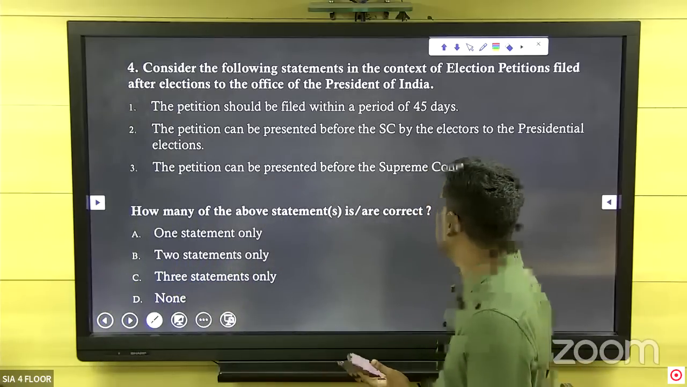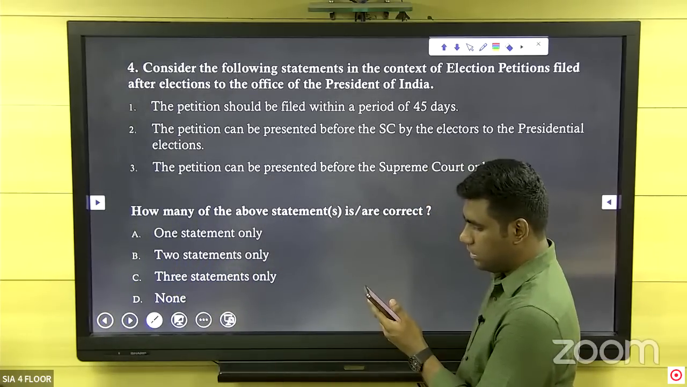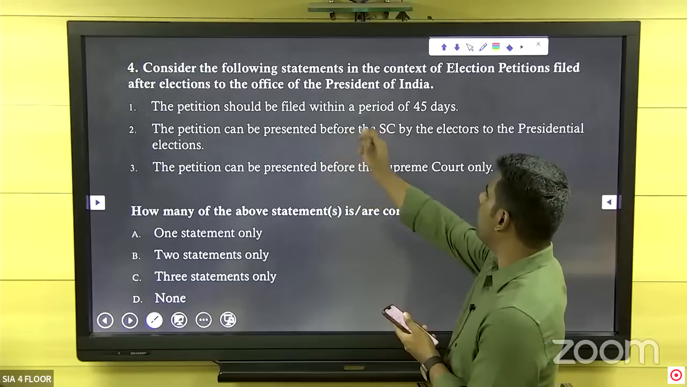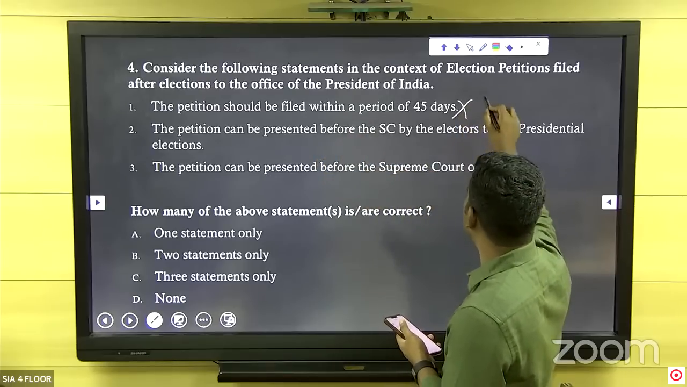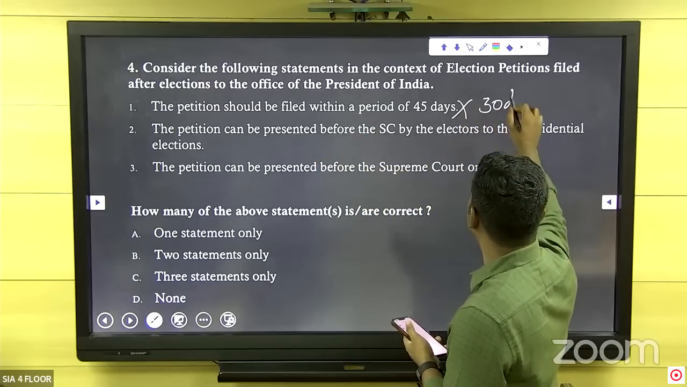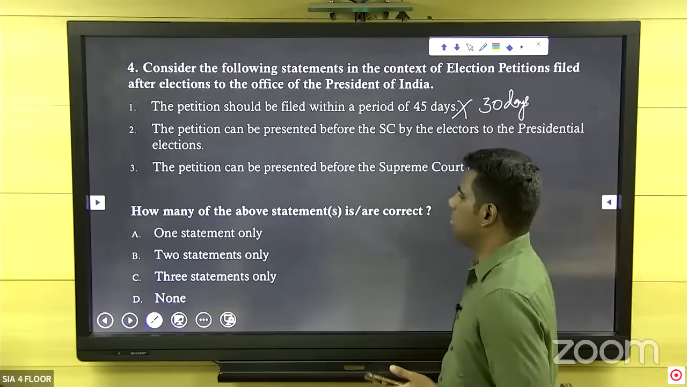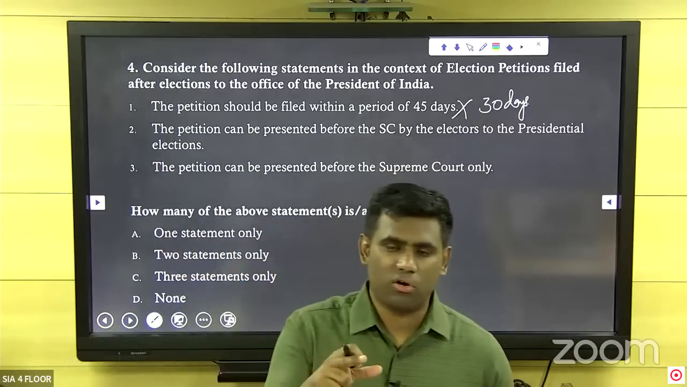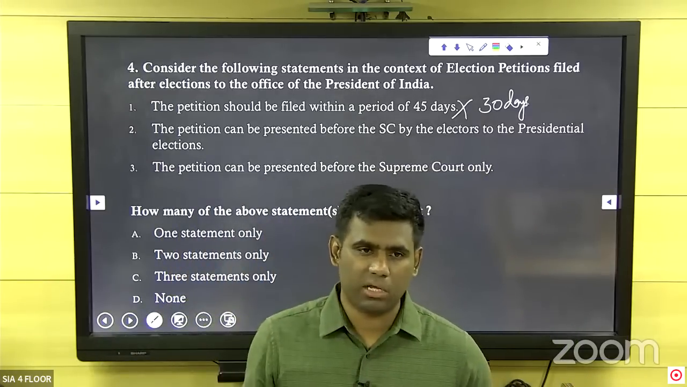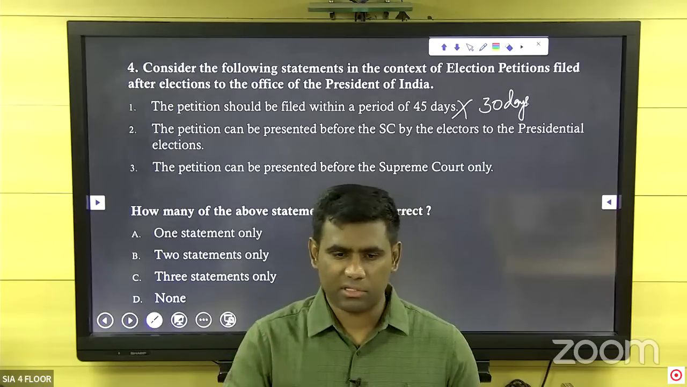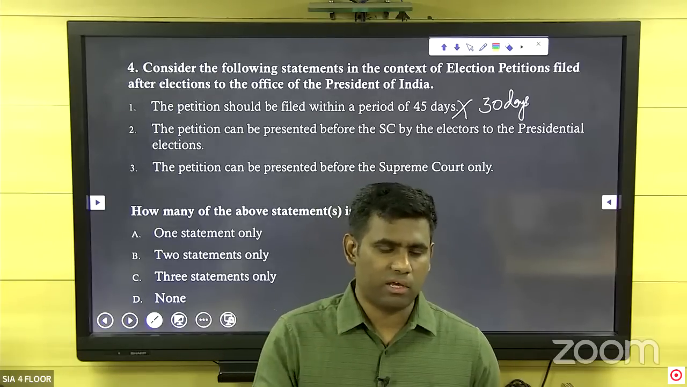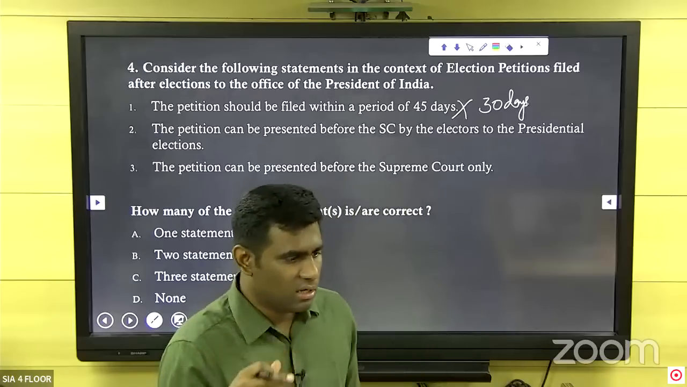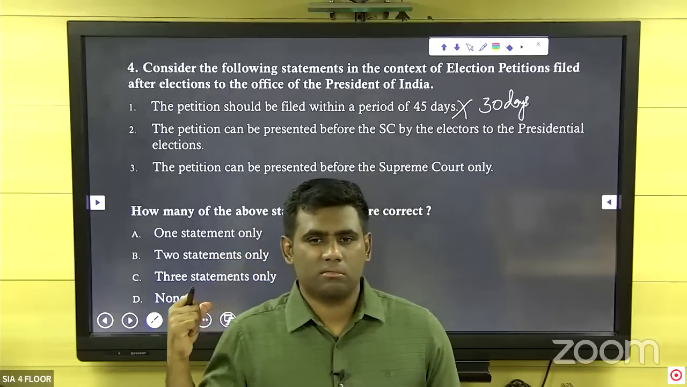Okay, right. Some of you have got the answer right. The statement that the petition should be filed within a period of 45 days is wrong. It should be filed within a period of 30 days and not 45 days. Whereas when it comes to election petitions for elections to Lok Sabha, State Assembly, and so on, you have a 45-day period after the results are declared. But when it comes to presidential election, where is it given? Is it given in the Constitution itself?